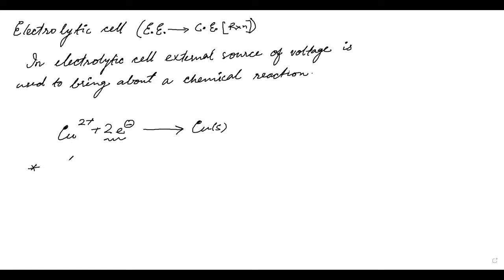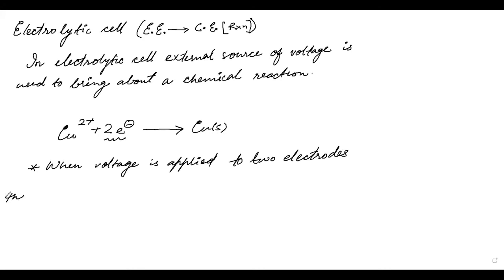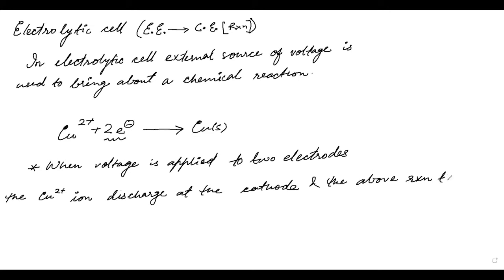So in this particular reaction, we can say that when voltage is applied to two electrodes, then Cu2+ ions discharge at the cathode, and the above reaction takes place.